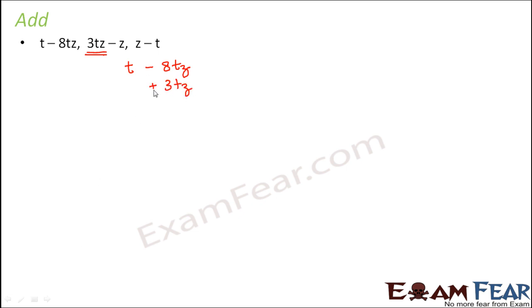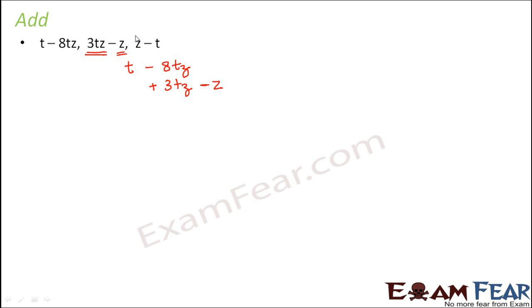So 3tz has a plus sign before. Right? Okay. And what is the other term here? The other term is z. But in the first expression, you do not have any term with z. So we will not write z below t because z and t, they are not like terms. So let us write z separately in a different column, in a new column altogether.